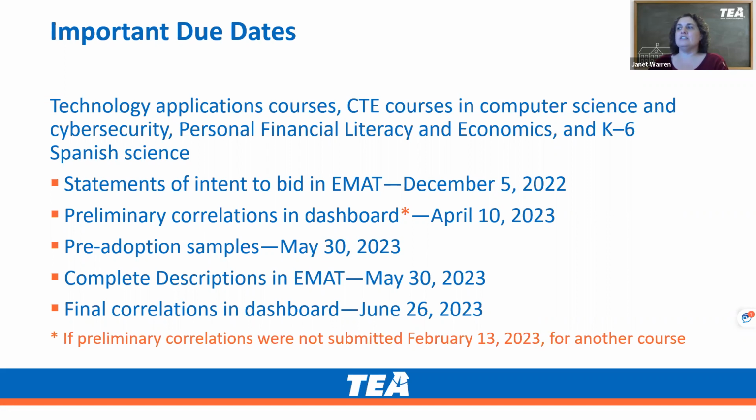preliminary correlations for a course in that first round, like by that February deadline. If you hadn't submitted anything, then you do them by April 10th. If you've already submitted preliminary correlations, then you just disregard that.